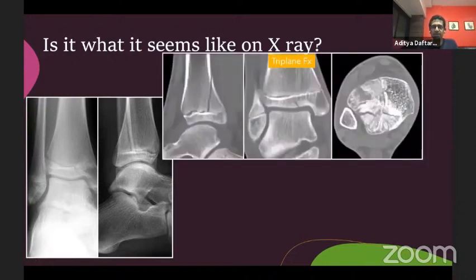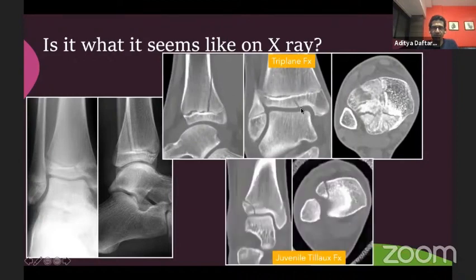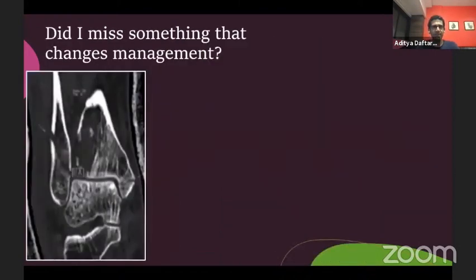So in that case, a CT is really helpful because on the CT, you would see very clearly that this is a triplane fracture, or you'd be able to differentiate very clearly in a different patient that this is a juvenile Tillaux fracture. So in other words, you see a fracture, but you want to reconfirm that it is exactly the fracture pattern you think it is, or you want to clarify your doubt on what kind of fracture you're dealing with. And potentially that clarification would lead to an altered management for that patient.